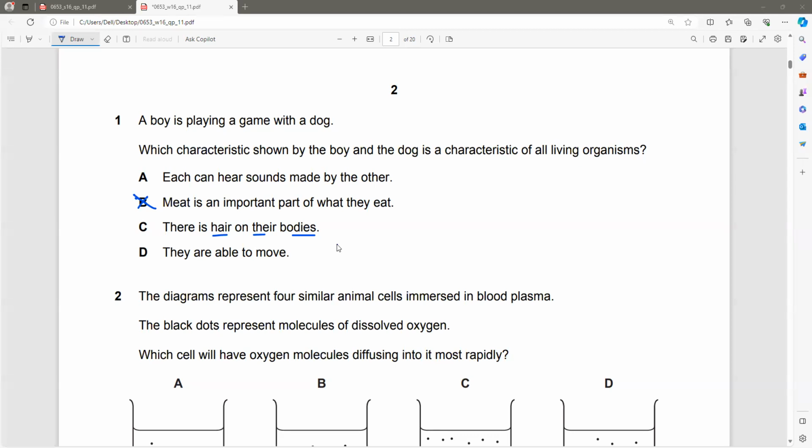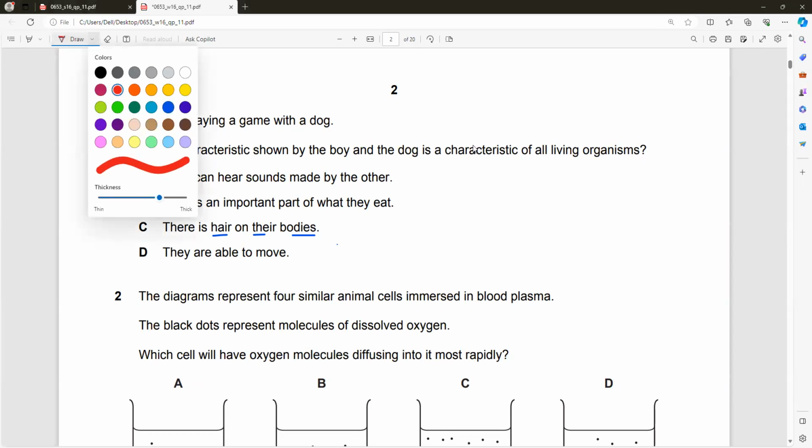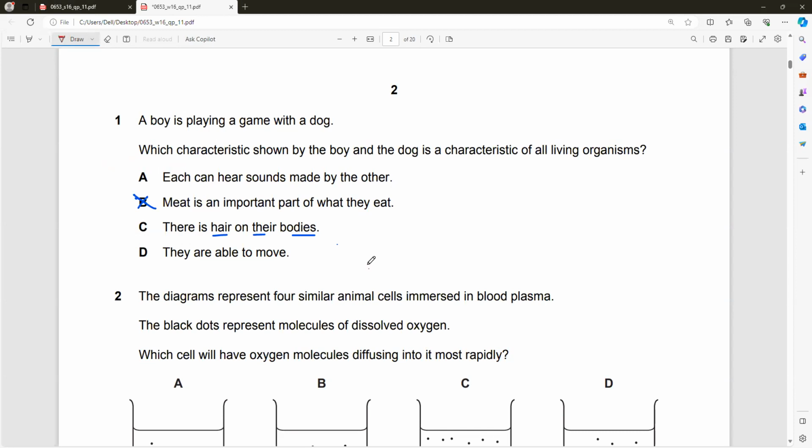Yes. So they are the only ones. Plants cannot displace from one place to another place, so they can only show the tropic movements. But humans and dogs, both what will happen? The hair may or may not be there. They can hear sounds made by others, may or may not be, but both can move. A boy can move and a dog also can move. So that is the characteristic shown by a boy and the dog.